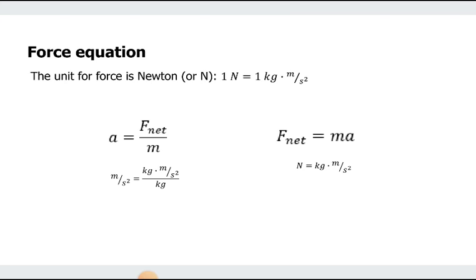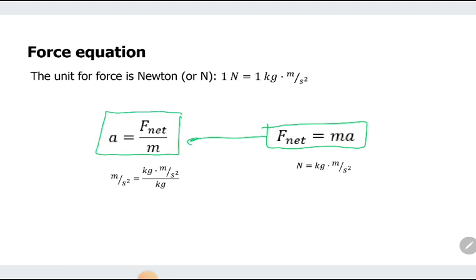So going back to the equation, net force equals mass times acceleration, we can derive this other equation if we are looking for the acceleration. So how did that came to be? Yeah, you will just divide mass on both sides, and you will be able to come up with the equation for acceleration.